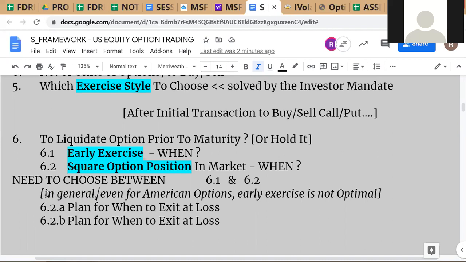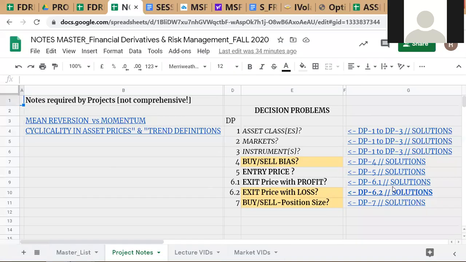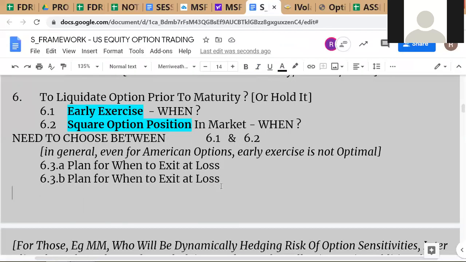So then 6.2, 6.2a and 6.2b. Now this should not be 6.2, it should be 6.3, because this is already 6.2. This you already know from before. These are old problems: exit with loss, exit with profit. These are not new problems. The new, additional problem is this: whether to do early exercise or whether to square the option position in the market.